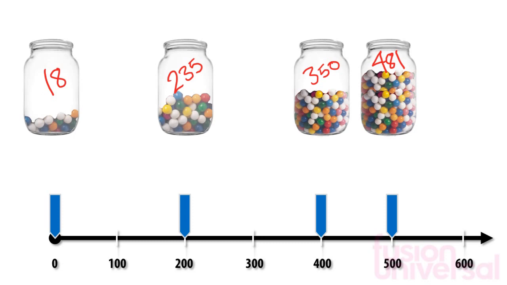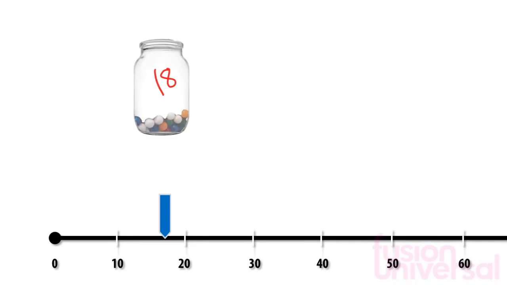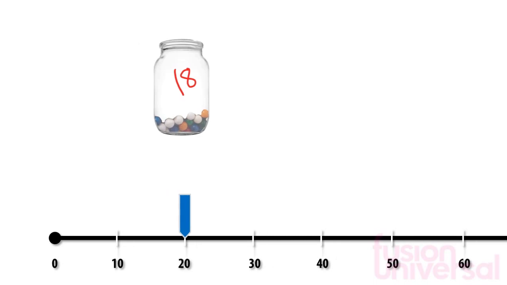We have now rounded these numbers to the nearest 100, but we can also round these to the nearest 10. Let's do them one at a time. Here is 18 on our number line. It is closer to 20 than it is to 10, so we round it up to 20.